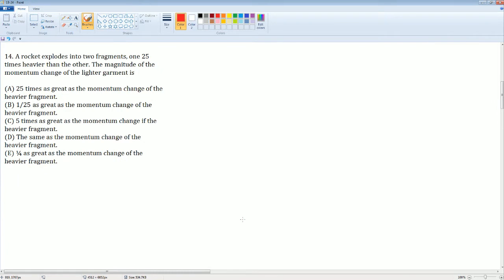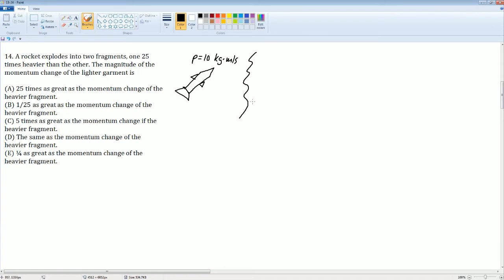Okay, let's look at 14. Here we have a rocket that is exploding into certain pieces. They're asking for the change in the lighter fragment. So let's just draw the picture. Here's the rocket, and it breaks up into smaller pieces. So let's say here it had a momentum P equal to 10 kg m/s.